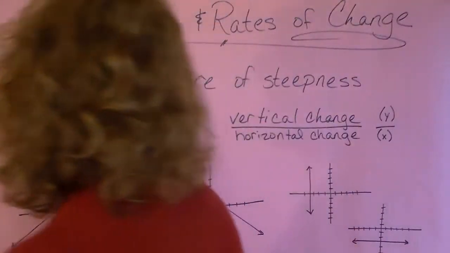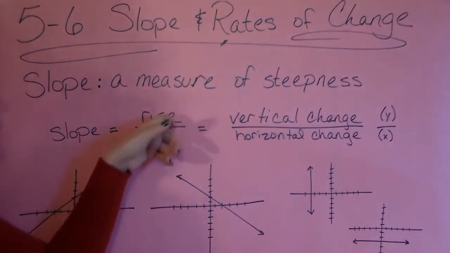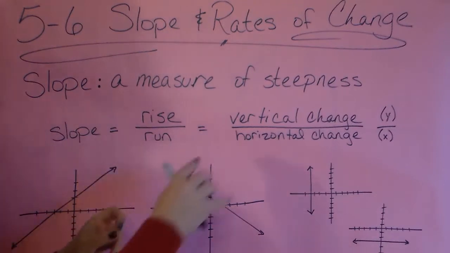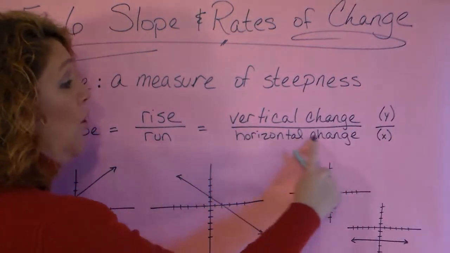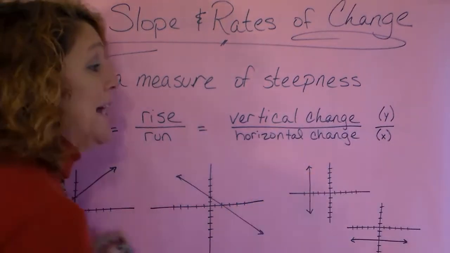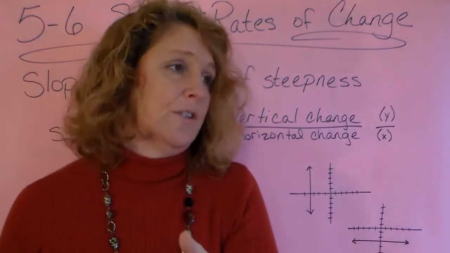Now we find the slope. The slope is identified mathematically as rise over run. It's the vertical change, or the change in y, over the horizontal change, or the change in x. Now remember, horizontal is the flat one because you're looking at the horizon, and vertical is up and down.